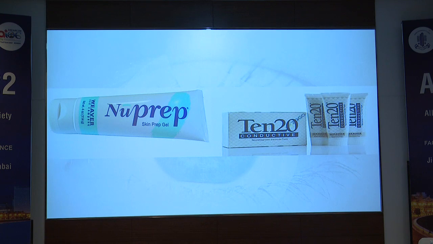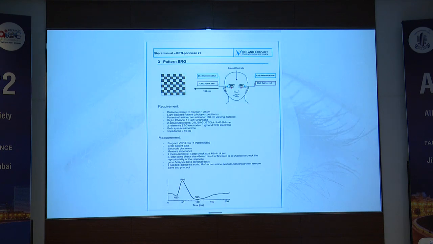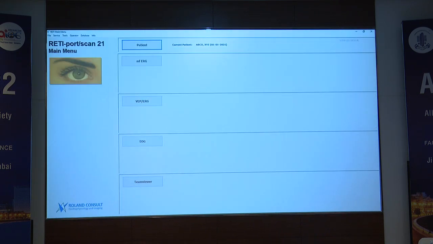These are the gels, the NuPrep skin gel and the Ten20 conductive paste, used to clean the skin and apply the electrodes respectively. This is the short manual that is provided with the machine, and it has the guidelines as to how to proceed with the pattern ERG evaluation.